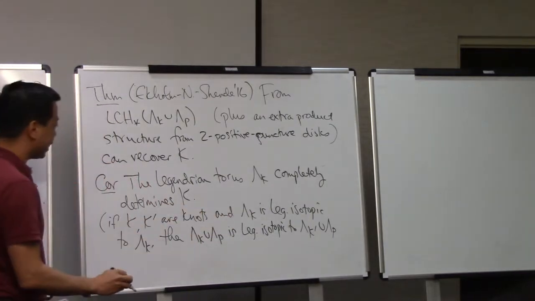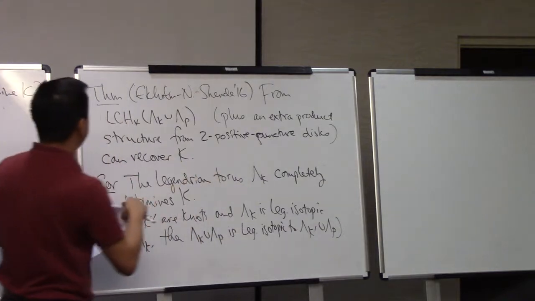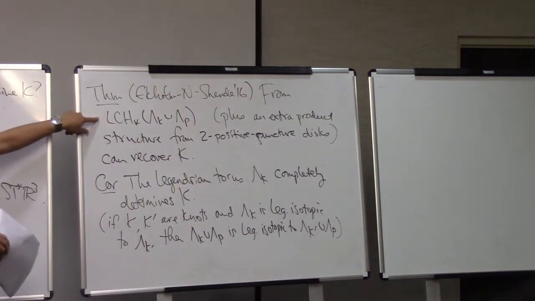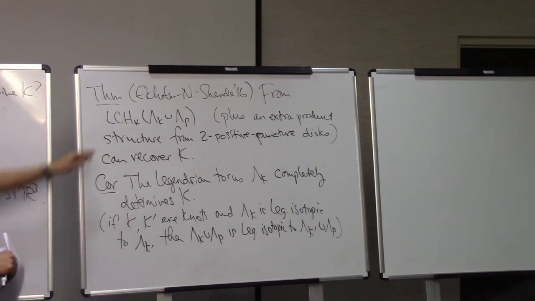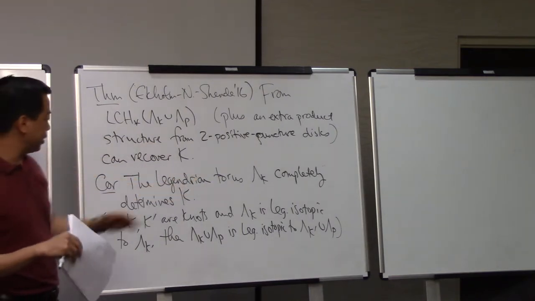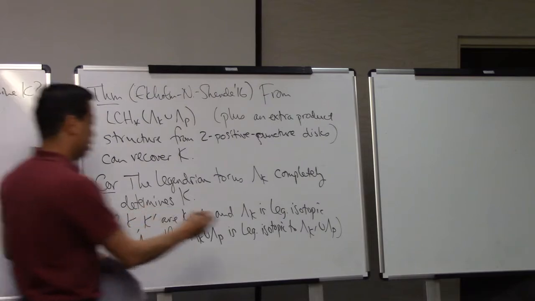Okay, and once that's true, that means that this thing that I defined here is an invariant of K, of lambda K. And since this completely determines the knot, that means that lambda K completely determines the knot.